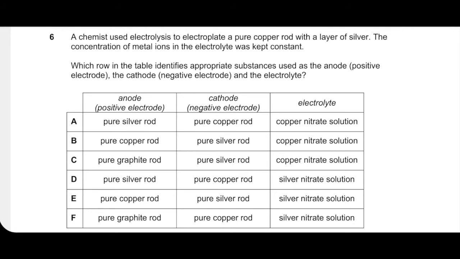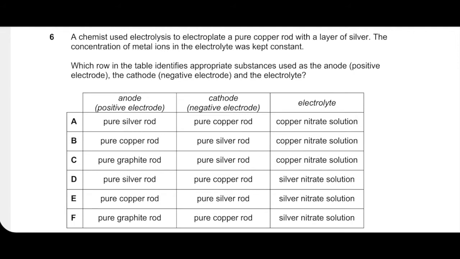Question number 6. A chemist used electrolysis to electroplate a pure copper rod with a layer of silver. The concentration of metal ions in the electrolyte was kept constant. Which row in the table identifies appropriate substances used as the anode, the cathode, and the electrolyte? So answering this question, this is going to be an elimination style question where you eliminate as you go to try and get your final answer. That'll be the quickest way how to do this.